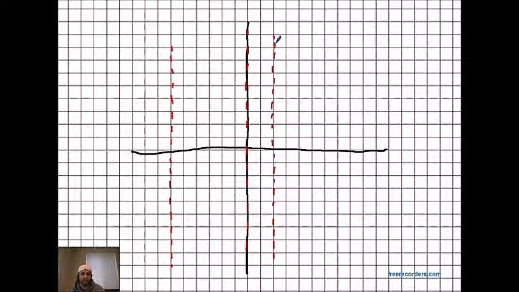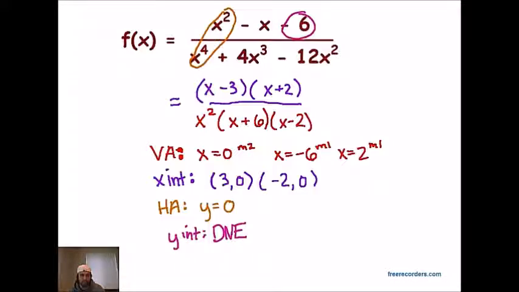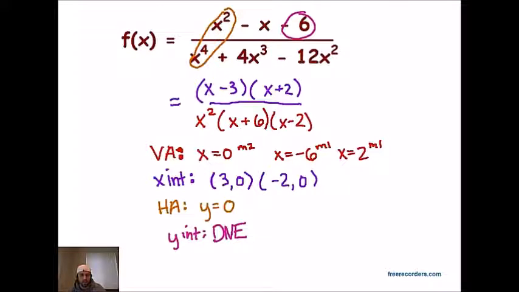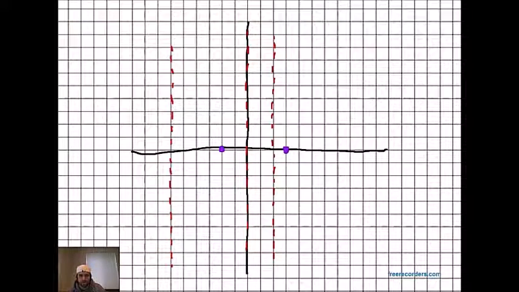Alright, so that kind of splits us into almost 4 pieces at this point. Let's go ahead and look at the x-intercepts. X-intercepts were at 3 and negative 2. So I've got an x-intercept here at 3 and negative 2. Note that both those had multiplicities of 1, which means we're going to go through the axis. And then we had a horizontal asymptote at 0.